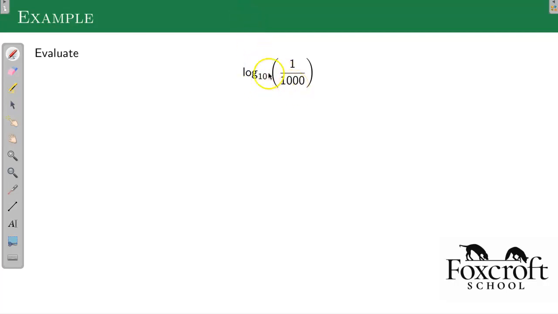Now we're just going to rattle off some more examples that have that kind of idea. Here I'm trying to get a fraction, so I know my answer is going to be negative. Then 10 to the -1 would be 1/10, -2 is 1/100, -3 is 1/1,000. So my answer is -3. 10 to the -3 is 1/10 cubed, which just means I have 3 zeros, exactly what I want.